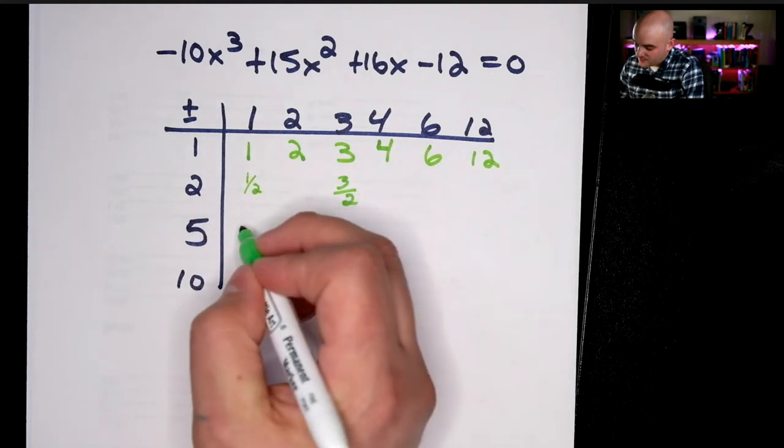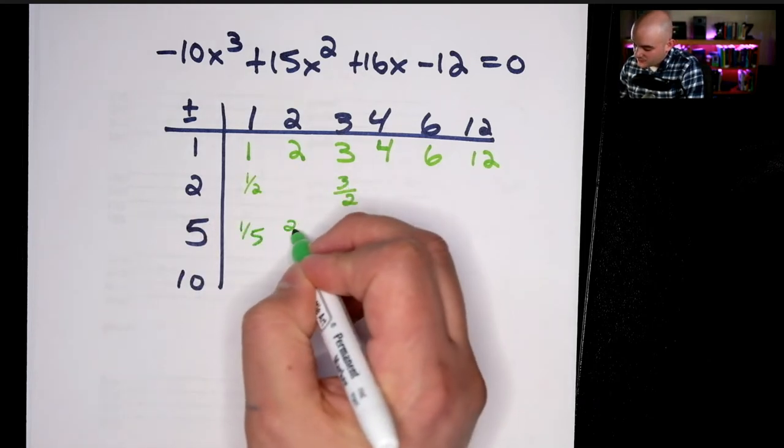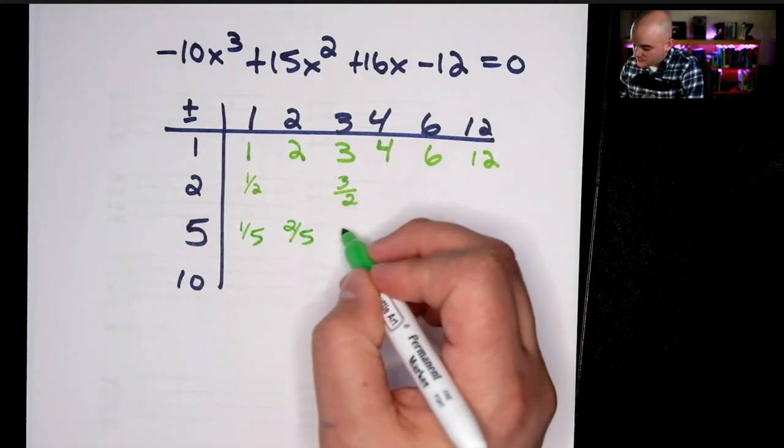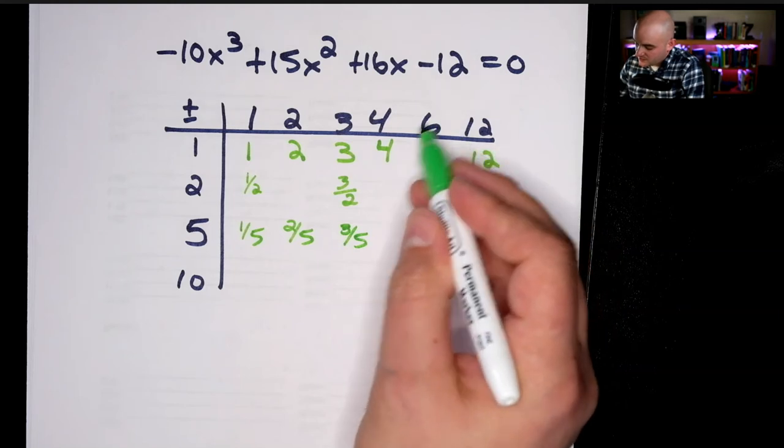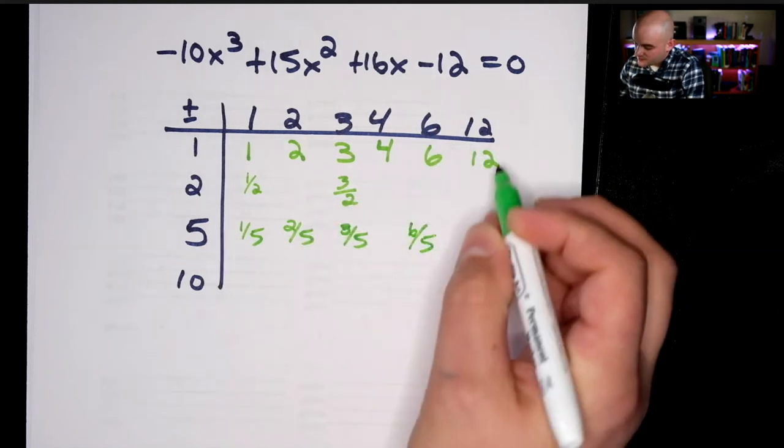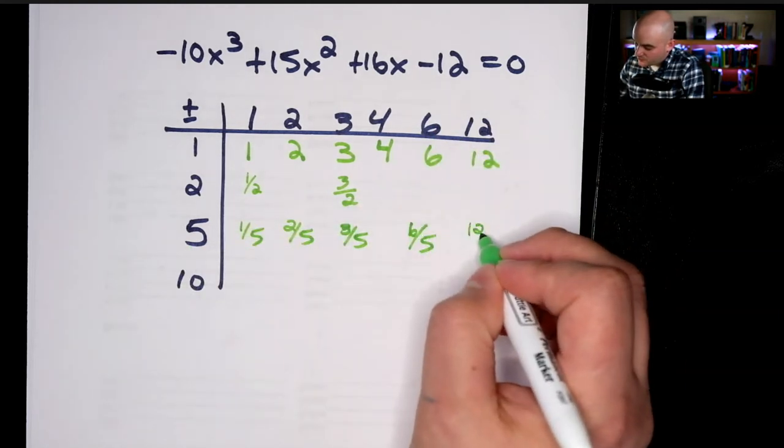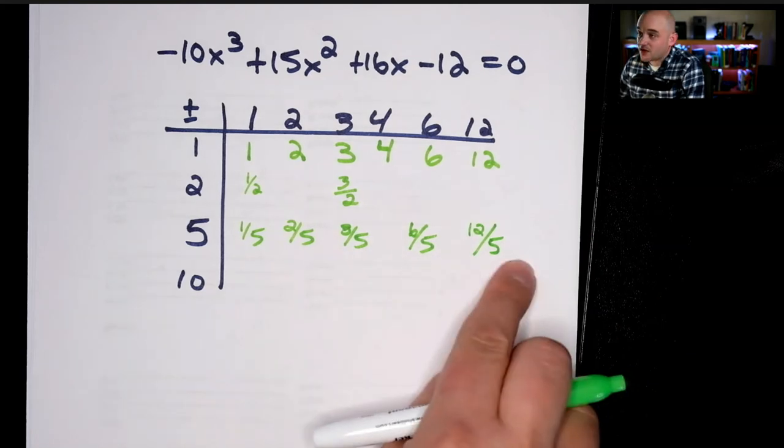Now 1 divided by 5 is 1/5. Then 2 divided by 5 is 2/5. 3 divided by 5, 3/5. 6 divided by 5 is 6/5. 12 divided by 5 is 12/5. All of those are possible rational roots.